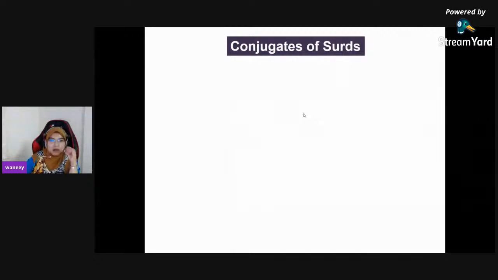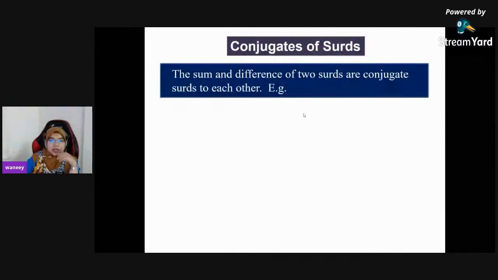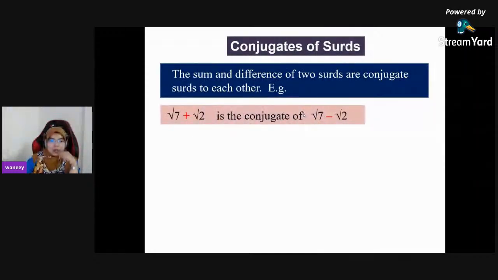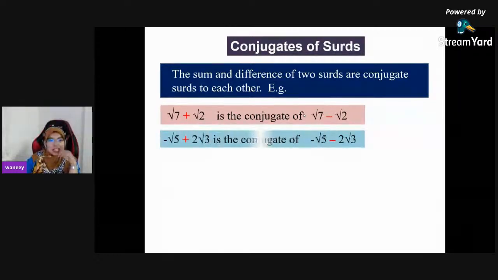Okay. Now, conjugate of surd. The sum and difference of two surds are conjugate surds to each other. So for example, square root of 7 plus square root of 2, or surd 7 plus surd 2, is the conjugate of surd 7 minus surd 2. And then negative surd 5 plus 2 surd 3 is the conjugate of negative surd 5 minus surd 3.